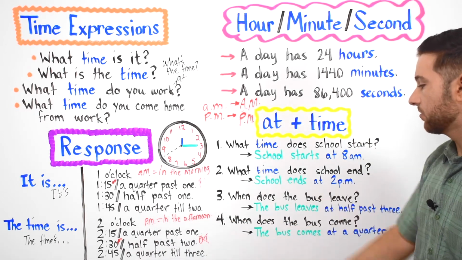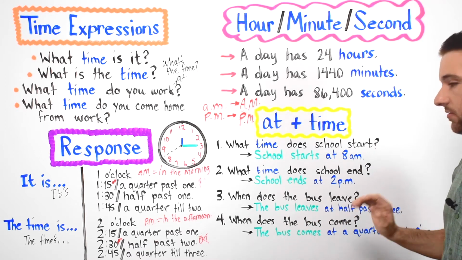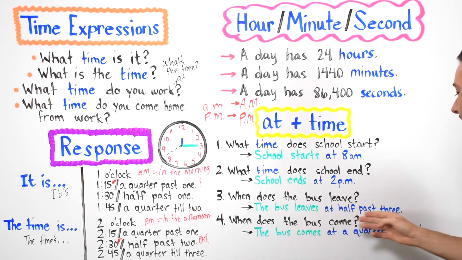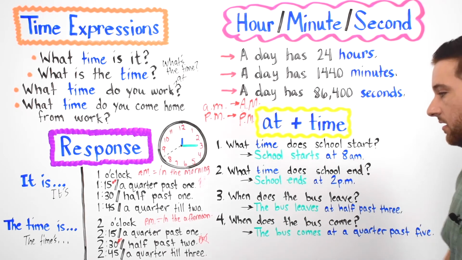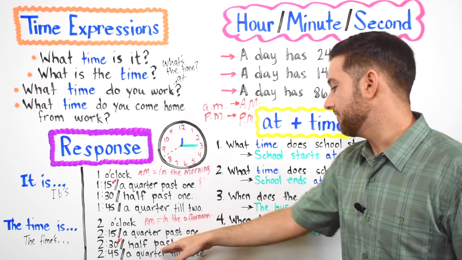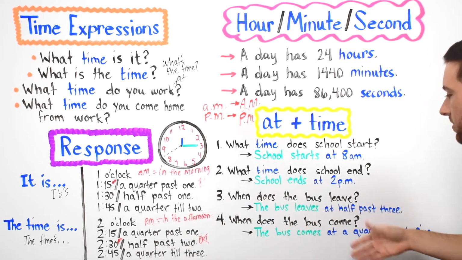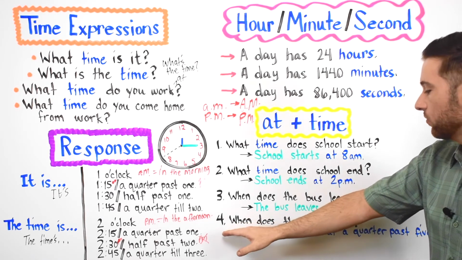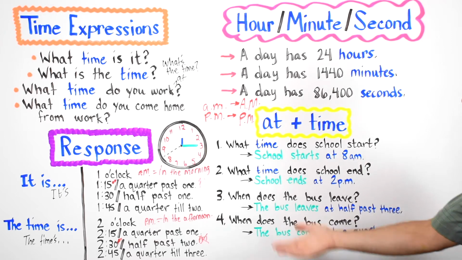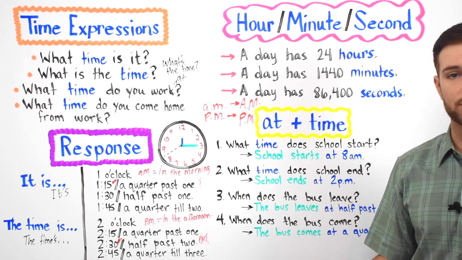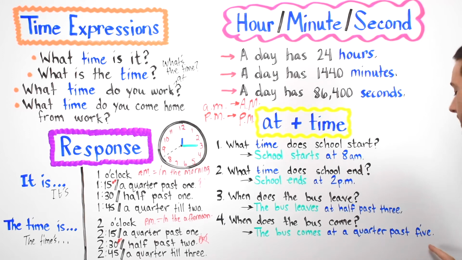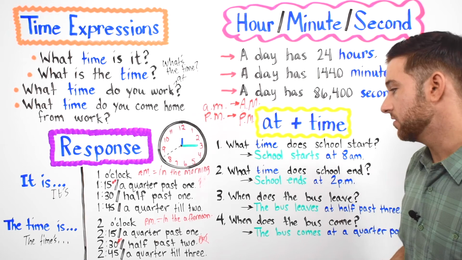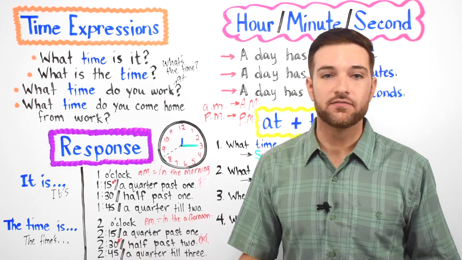You choose. Number 3, when does the bus leave? Okay, when does the bus go? When does the bus leave? The bus leaves at 3:30. Okay, 3:30, like here we have 2:30, but here we have 3:30, or you could say the bus leaves at 3:30. Okay, and number 4, when does the bus come? The bus comes like to your house to pick you up if you have children. The bus comes at 5:15. Okay, the bus comes at 5:15. So you could say 5:15, for example.